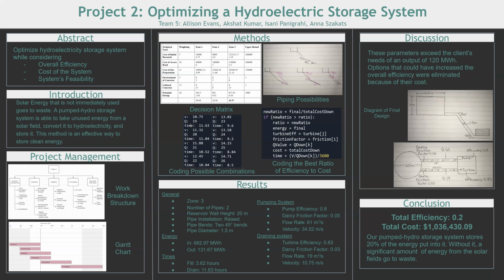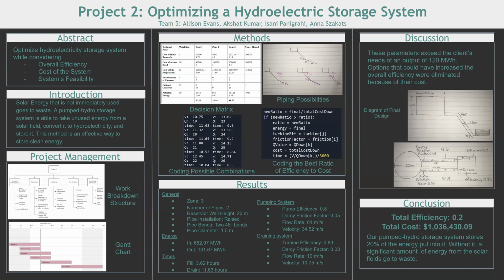In the bottom left corner of the method section, you can see some of these flow rates with their corresponding velocities and times. After running the first code, we had a set of possible velocities and flow rates for both pumping and draining water.